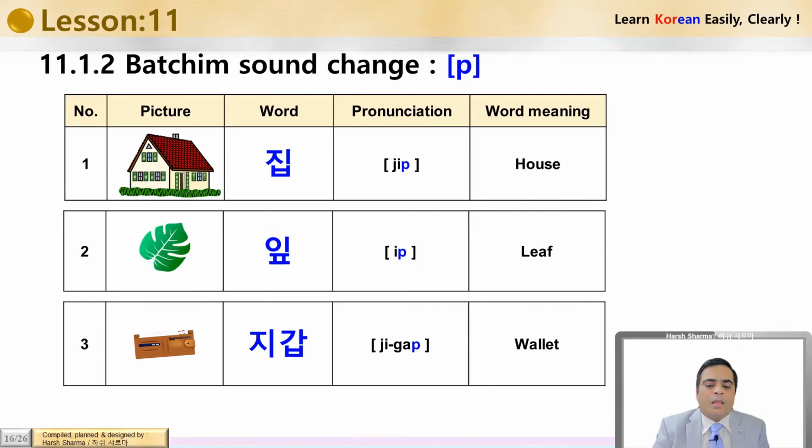And number two, if we don't know the rule, how will we pronounce it? It will be ip, pa. But now we know the rule. It is at the Batchim position. This pa will also be pronounced as pa. Ip. And number three is, you can see that is wallet. Wallet is chigap.